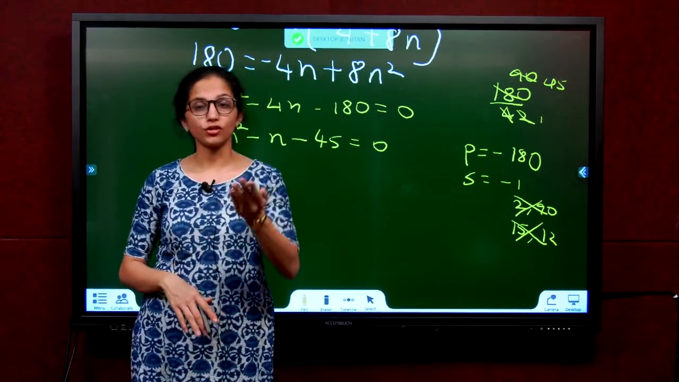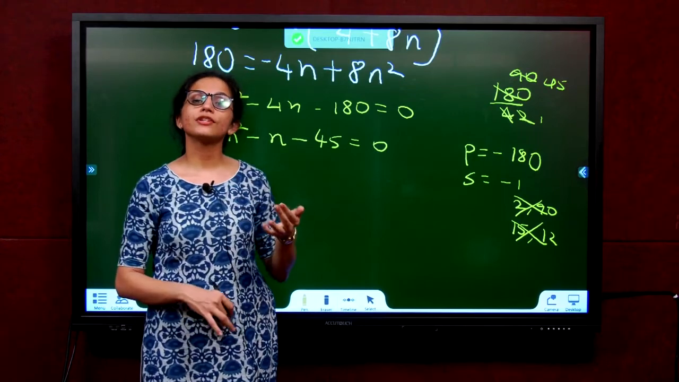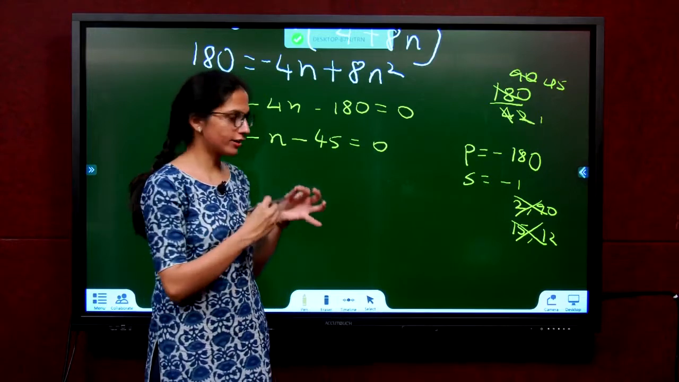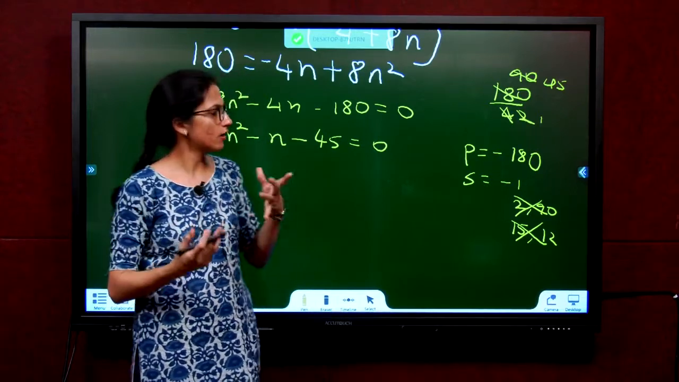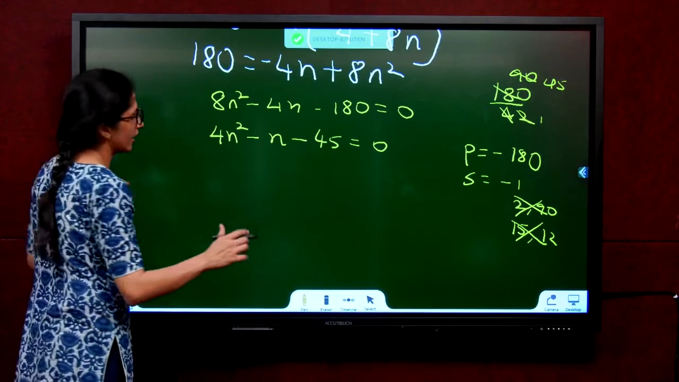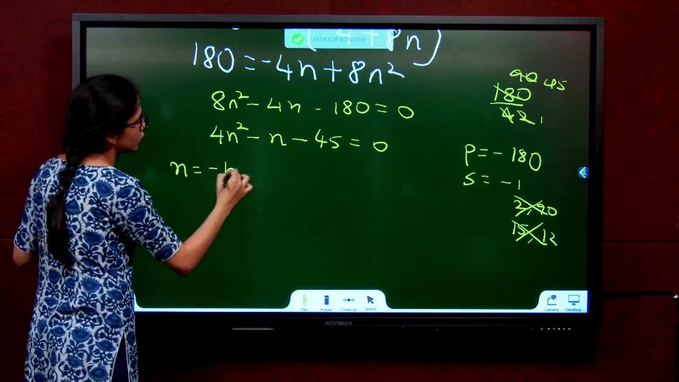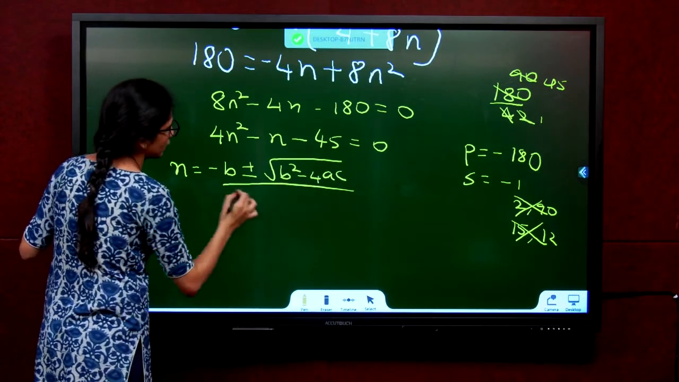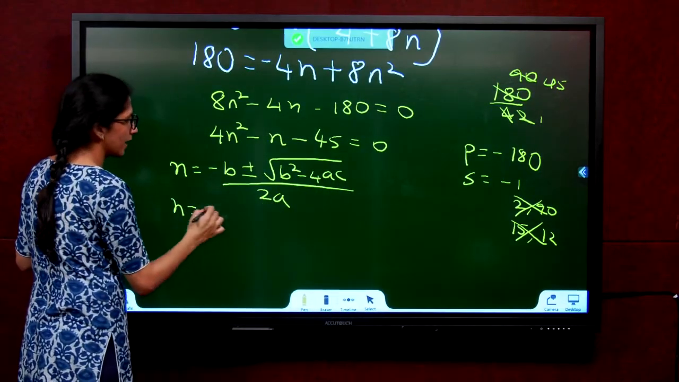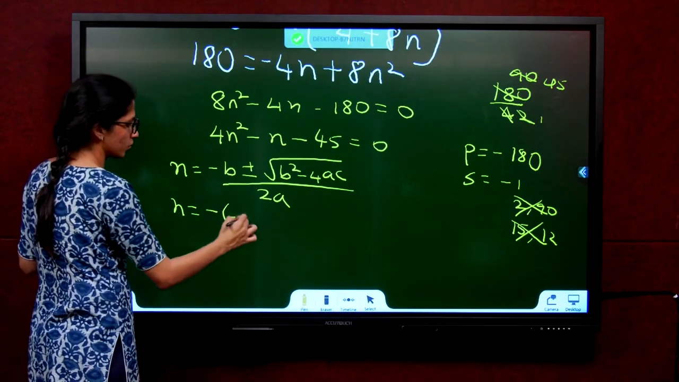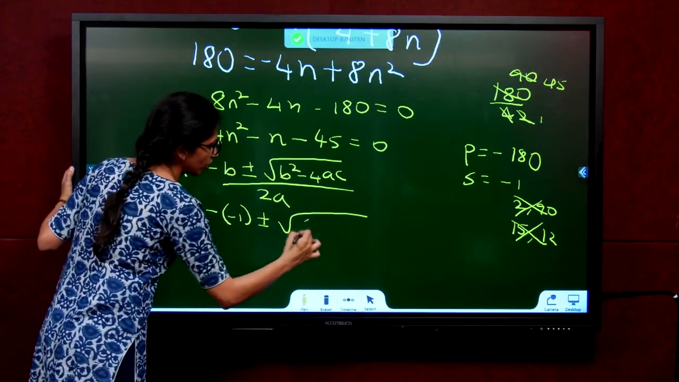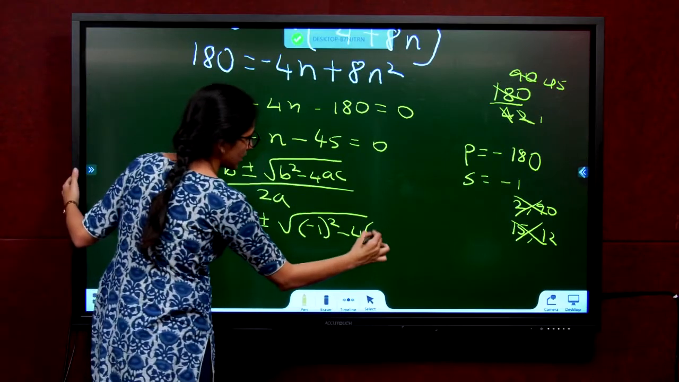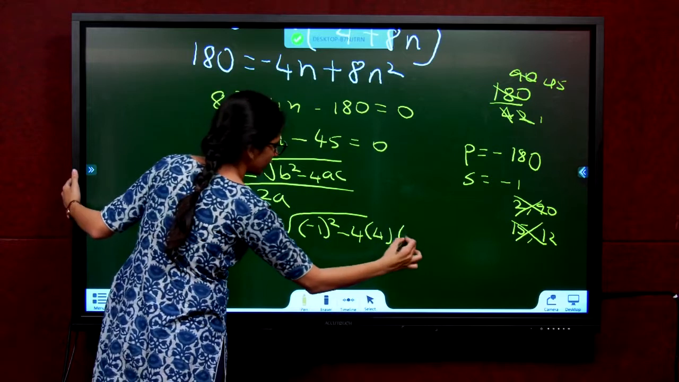What do I do? You know quadratic equations by now. So we'll go by formula technique. You can split it, but we are not getting it. We are not able to do the trial and error. So we'll go for formula technique. Absolutely no problem. n is equal to minus b plus or minus root of b square minus 4ac by 2a. n is equal to minus b is minus 1 plus or minus root of minus 1 the whole square minus 4. a is 4, c is minus 45.